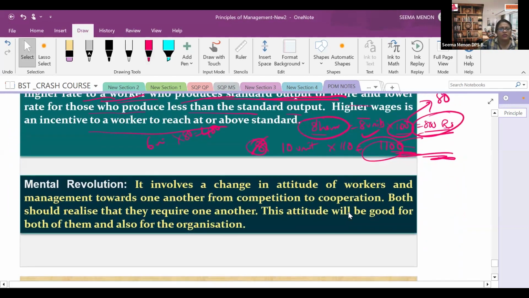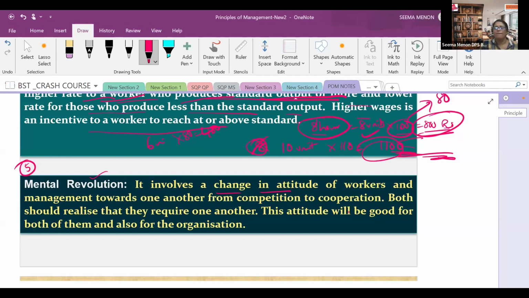So if we take work study, all the 4 separately, then there can be 8 types. But if we take that as the entire work study, then there will be only 5 types. The fifth one is mental revolution, a very important concept. It involves a change in the attitude of workers and management towards one another, from competition to cooperation.